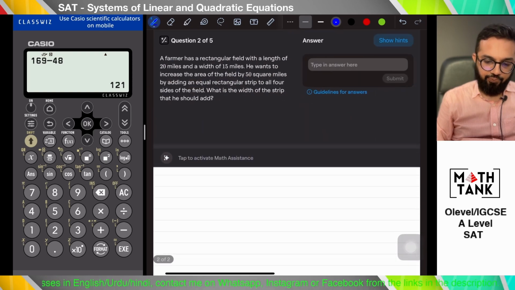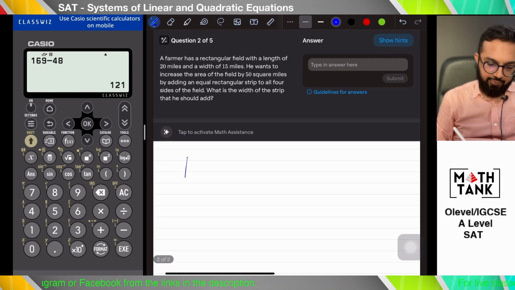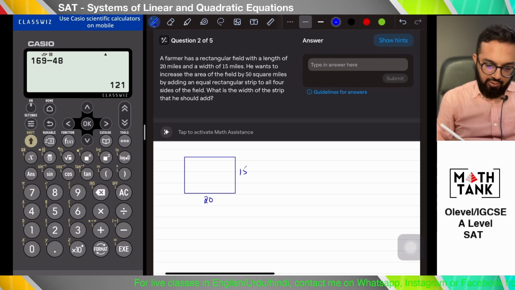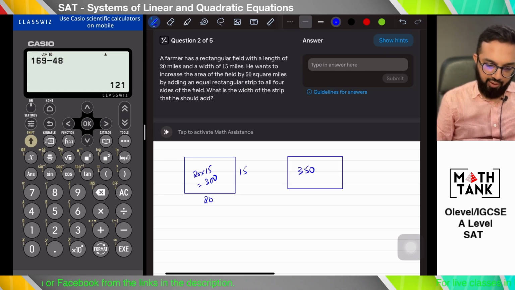Let's go back. A farmer has a rectangular field with a length of 20 miles and a width of 15 miles. I think I'll have to go to that first question again. 20 and 15. He wants to increase the area of the field by 50 square miles. So what is the area of the field right now? It's 20 times 15, which is 300. He wants to increase it by 50 square miles, so that's 350, by adding an equal rectangular strip on all four sides of the field.